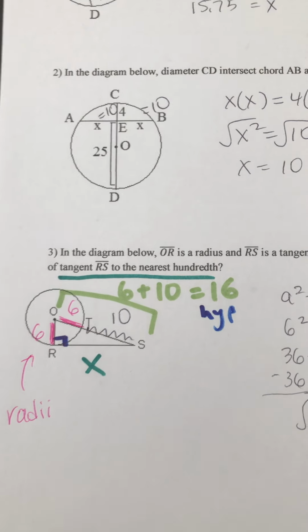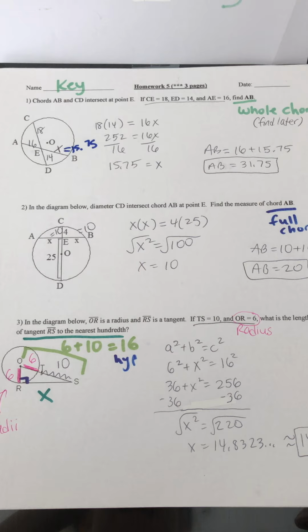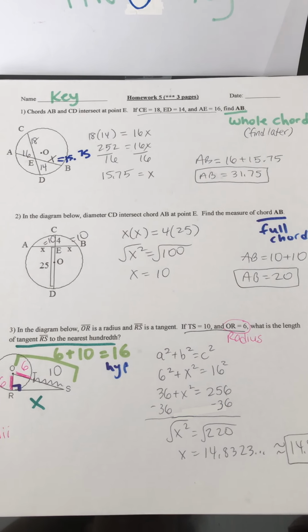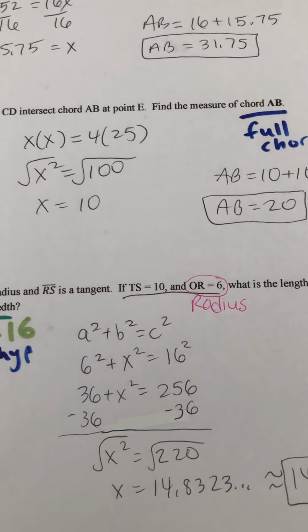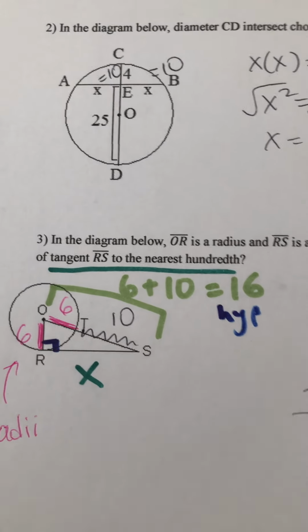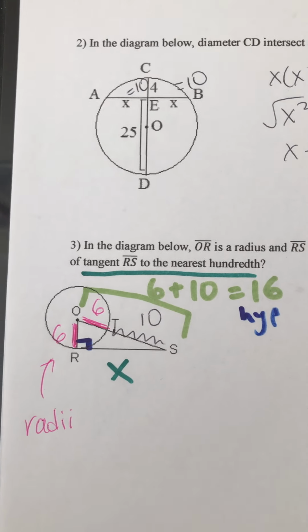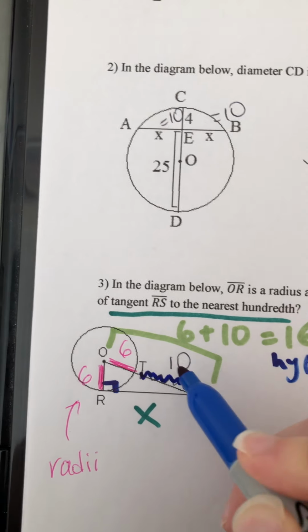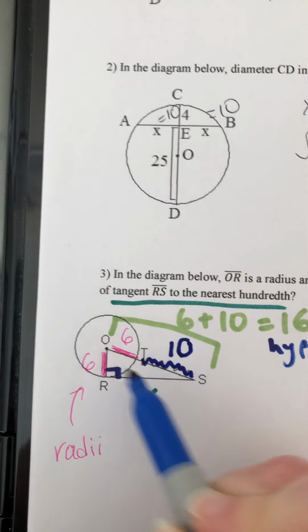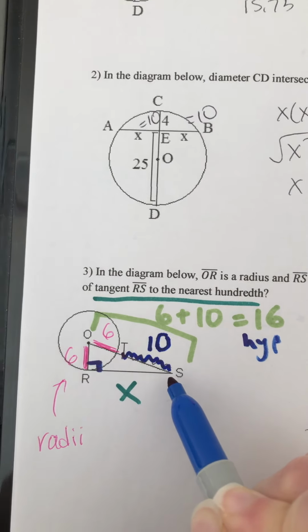Number 3, in the diagram below, OR is a radius and RS is a tangent. If TS is 10 and OR equals 6, what is the length of tangent RS to the nearest 100th? Notice I've stressed that OR is a radius because when I went to label it, I realized OR being a radius will help me on OT. Now I need OT because TS was told to me to be 10, and that's not the length of the entire side of the triangle there. OS, 10 is only part of it.